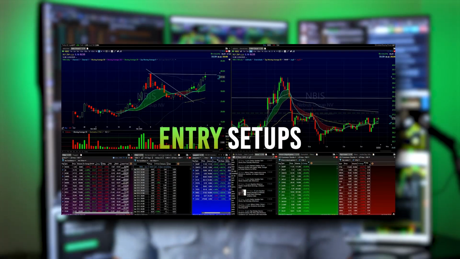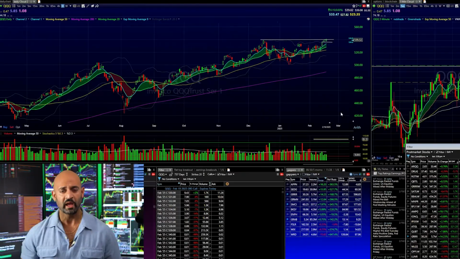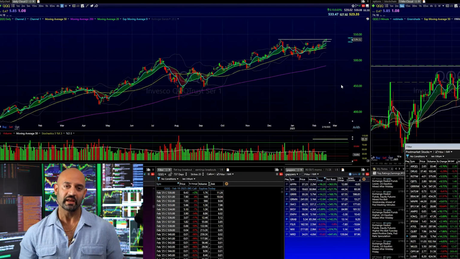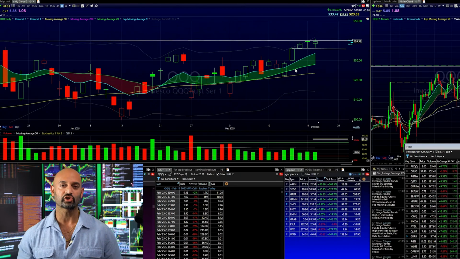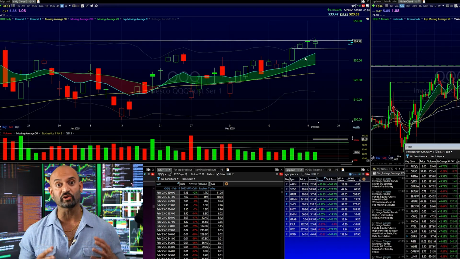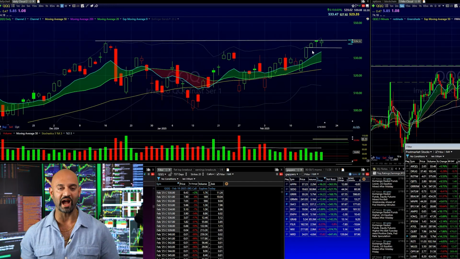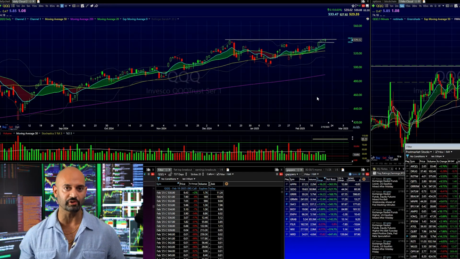Let's talk about some practical entry setups that you can do with moving averages in terms of how to spot trends. I overlay moving averages not just on my stocks, but on the actual indices. And what I find is that when the 9 EMA is over the 20, the trend is higher in the stock or the market. We can use that crossover to help time when the market itself has bottomed out and is starting to trend to the upside.